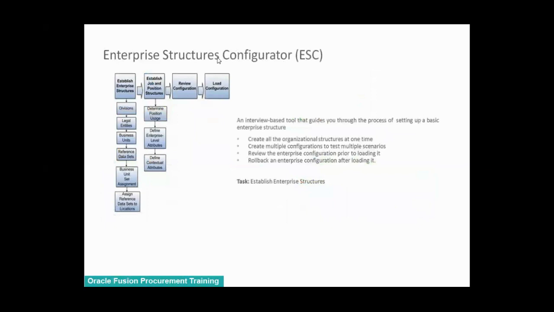And as I told you, enterprise structure configuration is a setup. Basically, there is a guided navigation which will help us in entering all the details, and then later review the configuration and load the configuration. Okay. Now, if you look here, while establishing the enterprise structure, we can create divisions, legal entity, business unit, everything we can create except ledgers. Here you cannot see the ledgers.